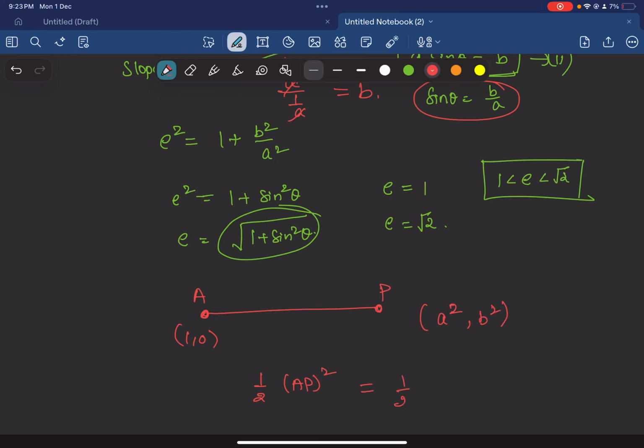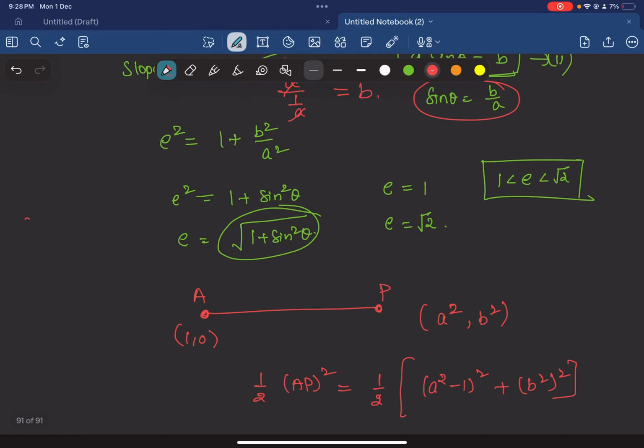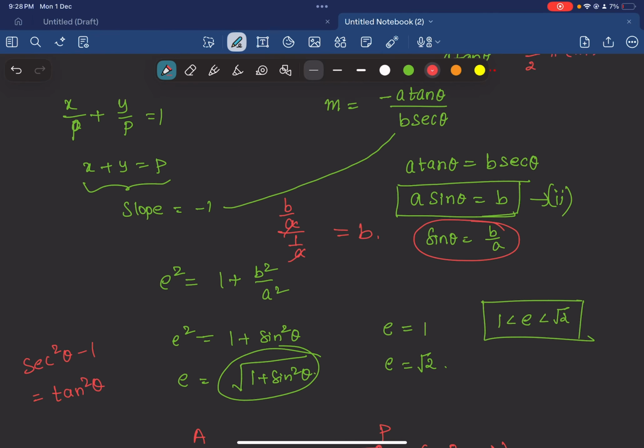So now the area is half into the distance between these 2 points whole square. So that is simply (a square minus 1) whole square plus (b square) whole square. Now we know a is equal to secant theta, so a square minus 1 is secant square theta minus 1. That is simply tan square theta. So this is simply tan power 4 theta plus b square whole square. So that is b power 4.